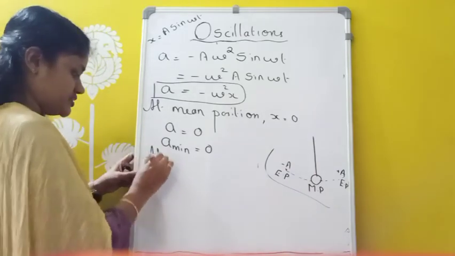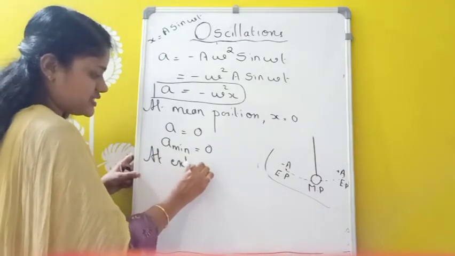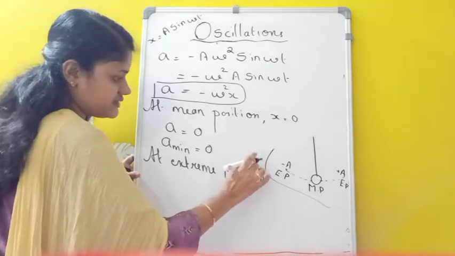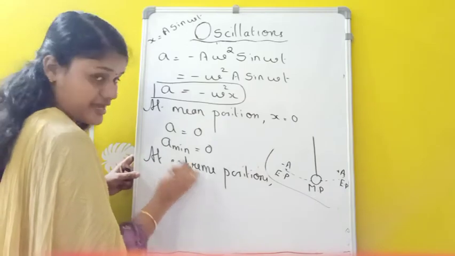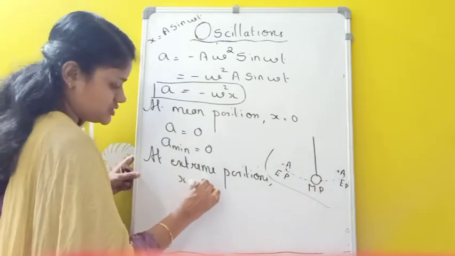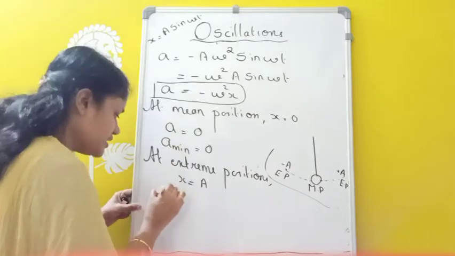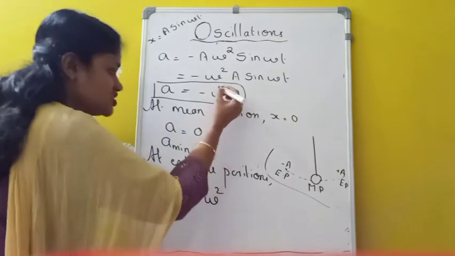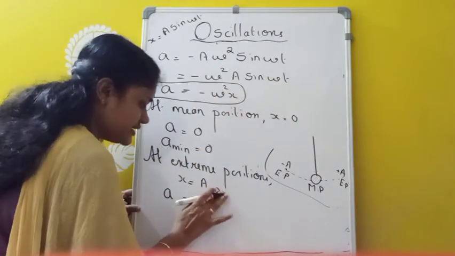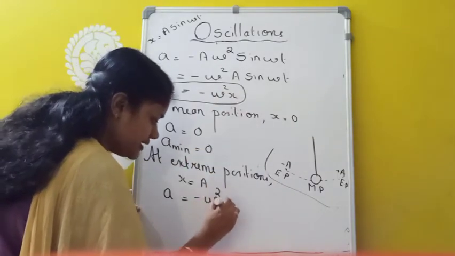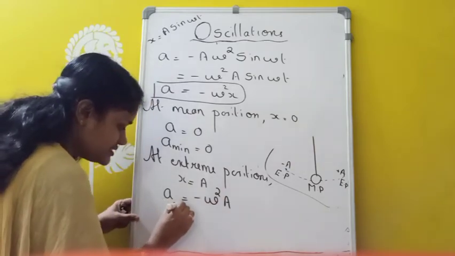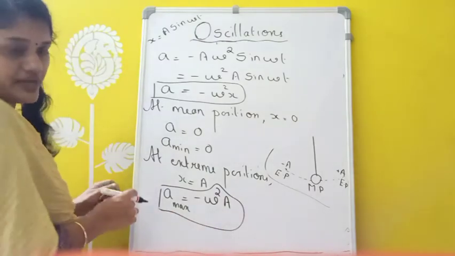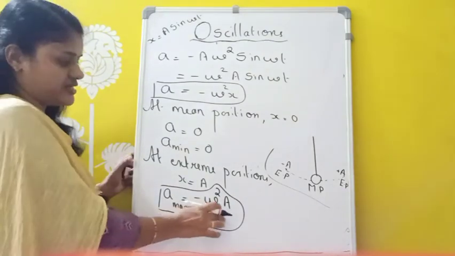Similarly, at extreme positions, what is the value of displacement? X is maximum. The value is which one? Amplitude. So x equals A. That means how will you write acceleration? a equals minus omega square into, instead of x we can write now A. So minus omega square into A. So this is the maximum value of acceleration, a maximum, which can be written as minus omega square into A.